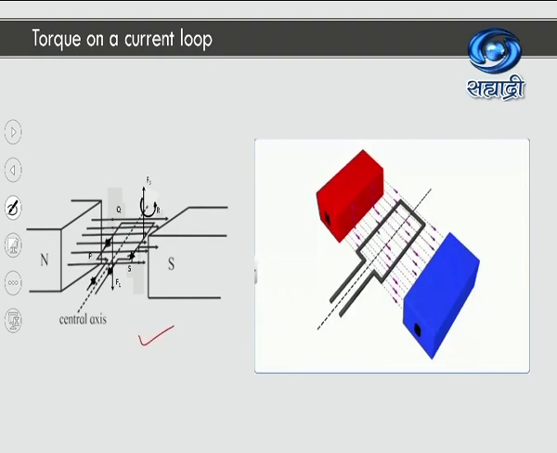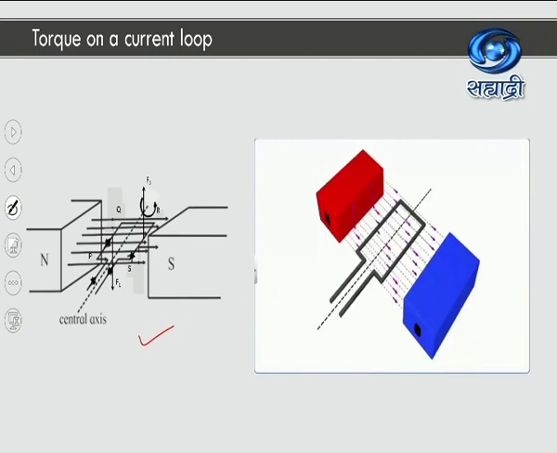In this diagram, I have shown you two poles of independent magnets or horseshoe magnets, north and south, within which there is a uniform magnetic field from north to south, and I have kept a rectangular loop PQRS with an axis about which it can rotate if an external force acts on it. The arrangement is as shown. You can come down to the diagram on your screen given to the right of you.